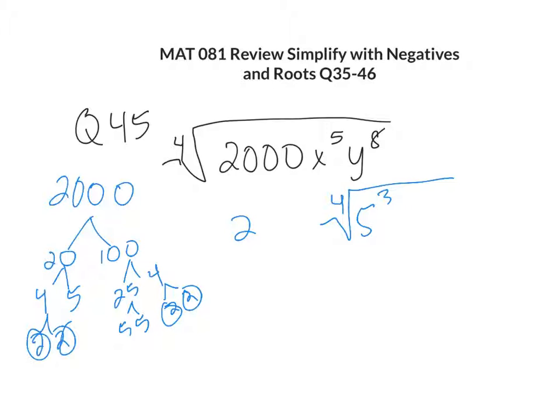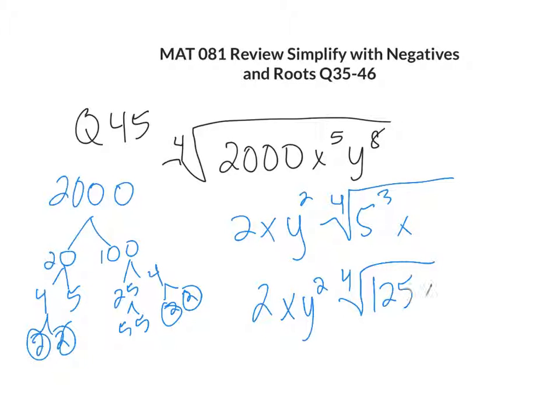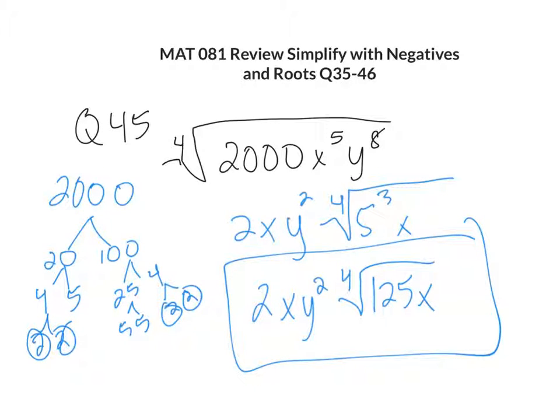For x to the 5th, I can take out 1 group of 4, and then there'll be 1 left on the inside. For y to the 8th, I can take out 2 groups with no y's left on the inside. We're going to simplify this by multiplying out 5 to the 3rd power, which is 125x. This would be your simplified answer.